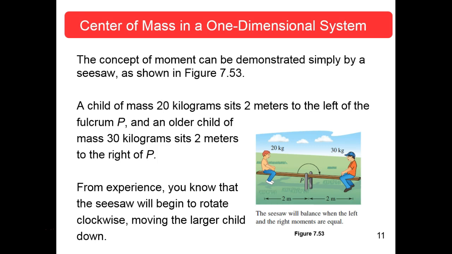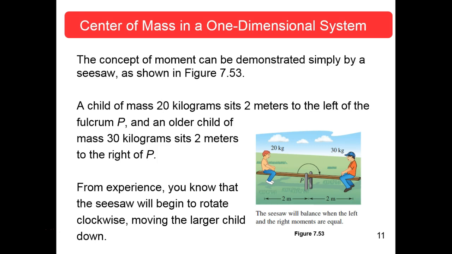So the concept of moment can be demonstrated simply by a seesaw. A child of mass 20 kilograms sits 2 meters to the left of the fulcrum P. Okay, and the older child of mass 30 kilograms sits 2 meters to the right of point P. Where's that going to go? This kid's going to go down, the other's going to be up there screaming, "Get me down!" From experience, you know that the seesaw will begin to rotate clockwise, moving the larger child down and the smaller child up.